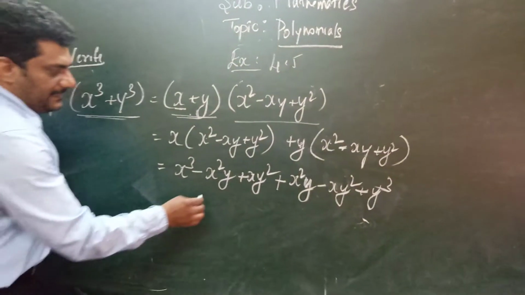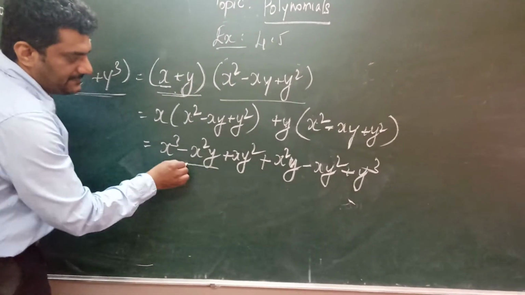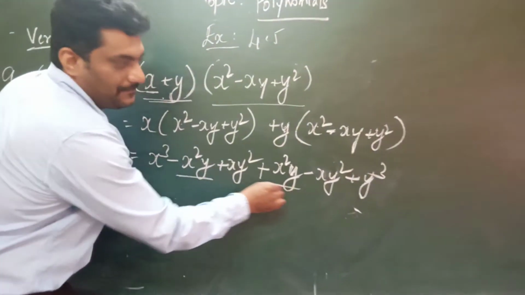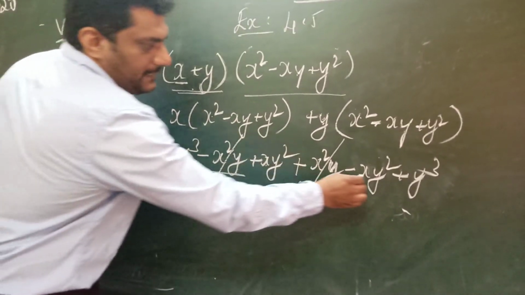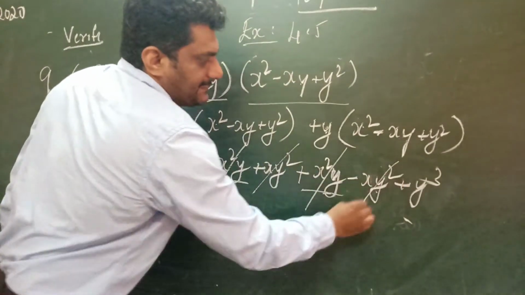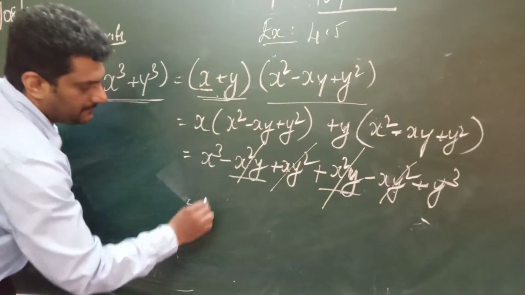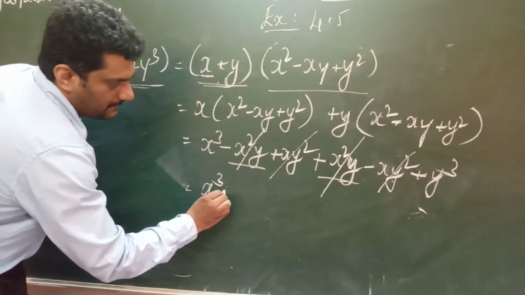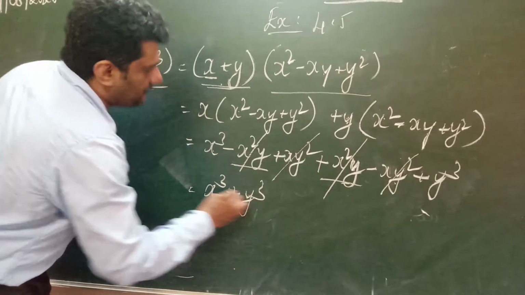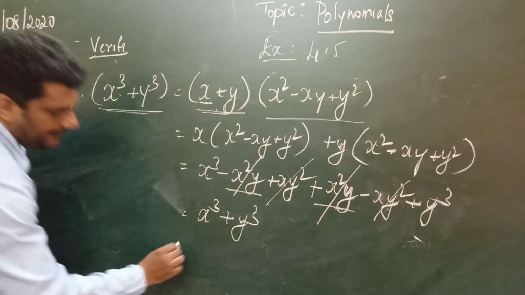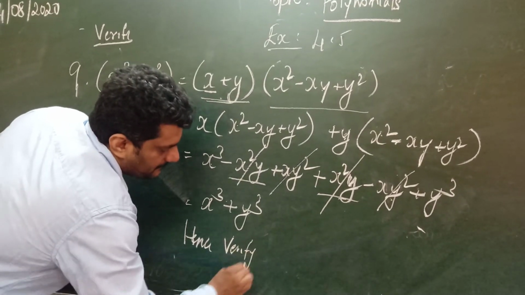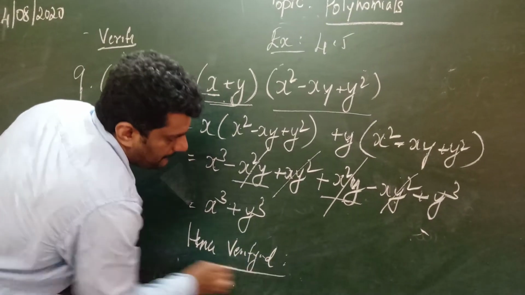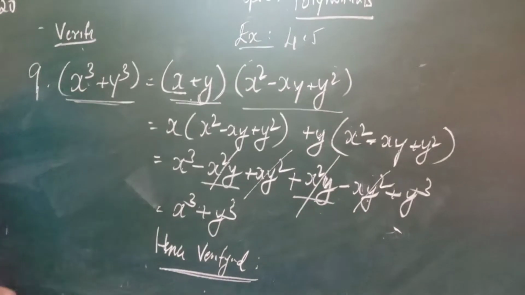Now just check if anything gets cancelled. I have here minus x squared y, but here I have plus x squared y. I can cancel these two. Here x y squared, minus, again I can cancel. What is remaining? Remaining is x cubed plus y cubed. Do we get this answer? Hence, verified. Very fine. Just copy down.